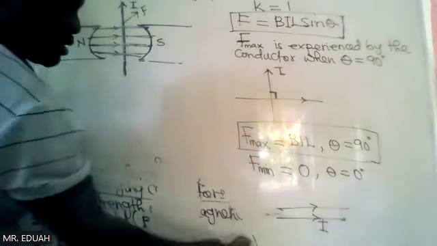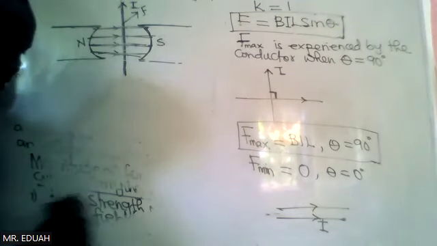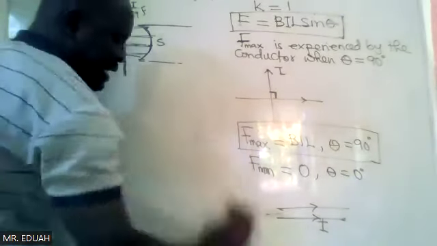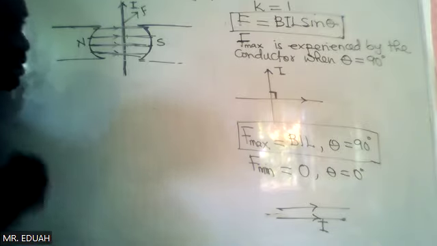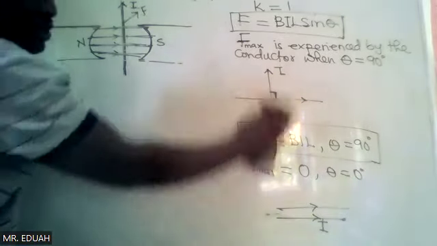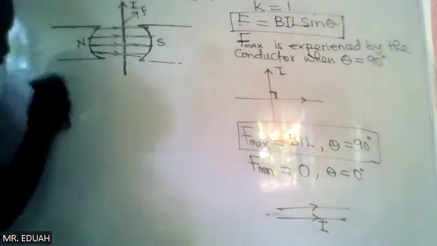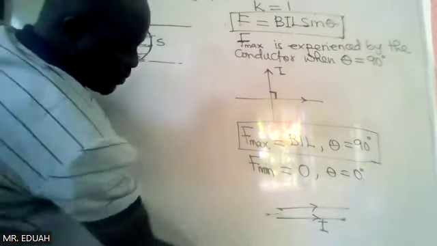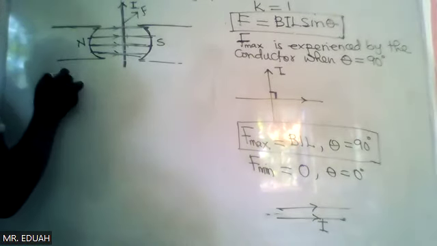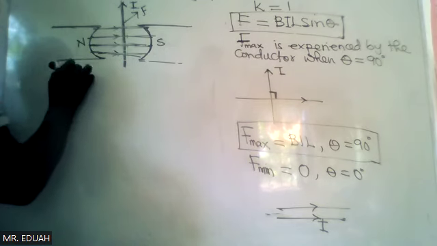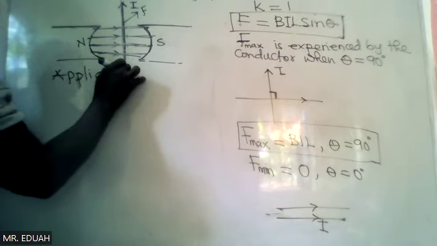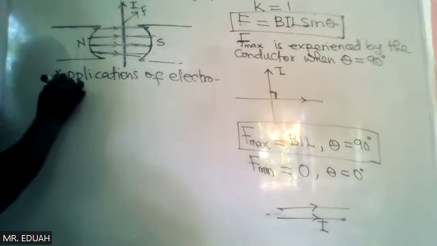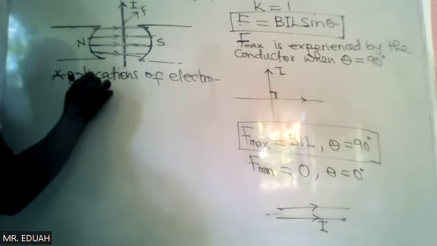Applications of the moving coil meters. Applications of electromagnetism. All that I've said from the start up to this is on electromagnetism. So we are looking at where these are applied, hence applications, right? Yes. So applications of electromagnets or electromagnetism.